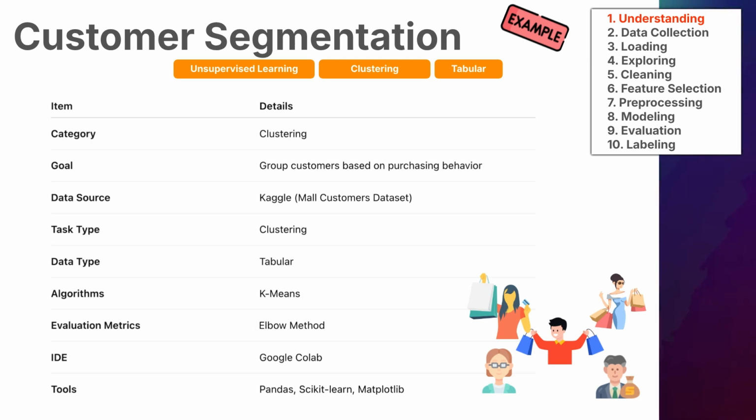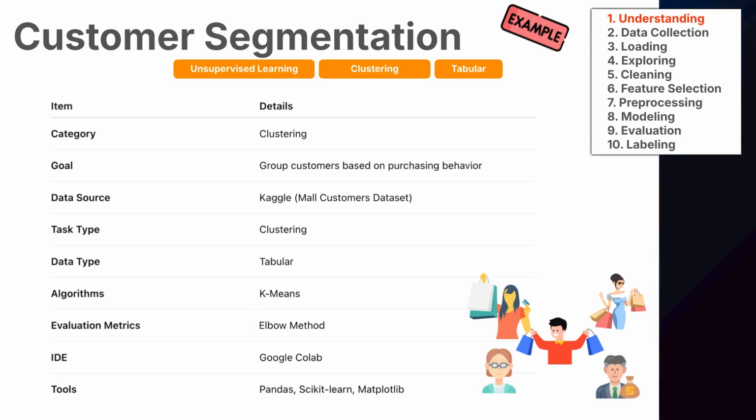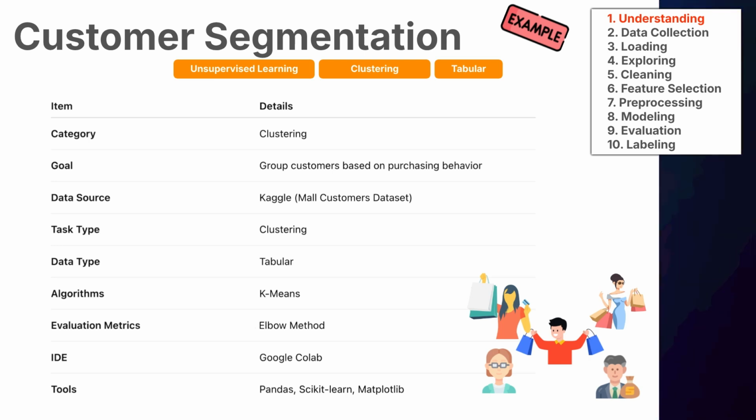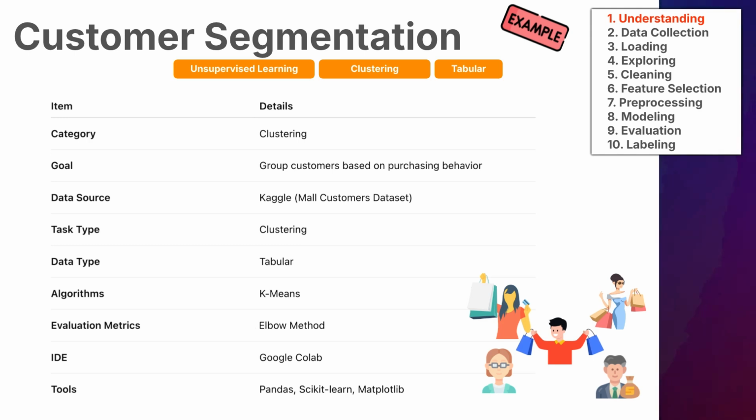The dataset comes from Kaggle's Mall Customers dataset, which contains customer details such as age, income, and spending score. The data is in tabular format with structured rows and columns, making it ideal for algorithms like k-means. Since there are no predefined labels in this task, it is handled using unsupervised learning, where the model identifies patterns and natural groupings in the data on its own.